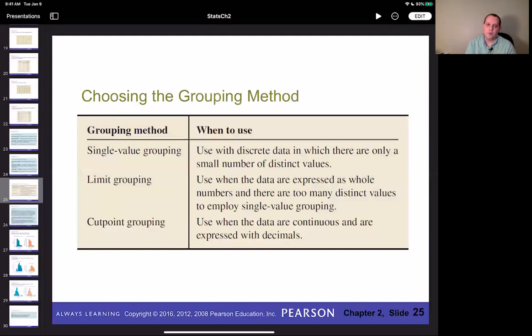And then cut point grouping is basically the same as limit grouping, but it's used for continuous data. So cut point grouping is saying, all right, you have a continuum of values. We're going to say from here to here is one group, and from here to here is another group, and from here to here is a third group. So you have these places where you have to decide where to cut the data because it's continuous. But it's basically just clustering like we talked about in the other examples.